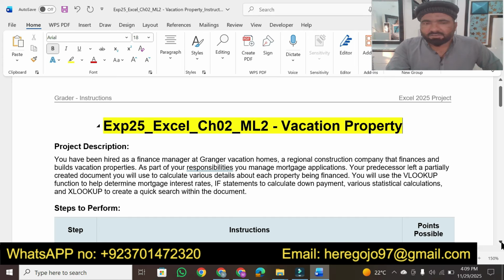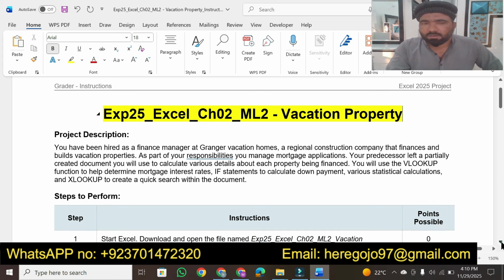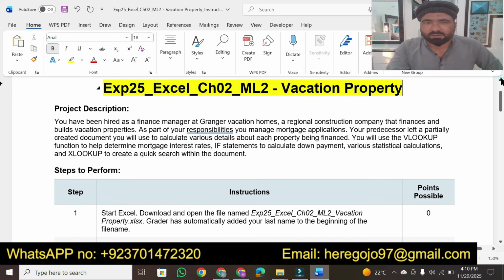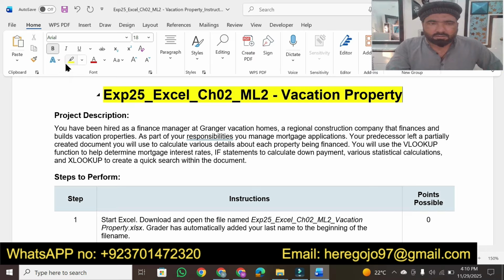Today's assignment name is Exp25 Excel chapter 02 ML2 vacation property. So before going to solve, now we are going to read the project description. Always remember that first we have to read the project description, then we can get an idea of what we have in today's assignment.